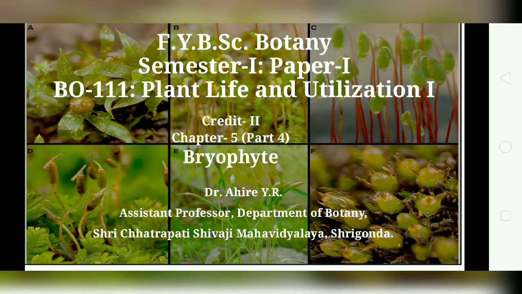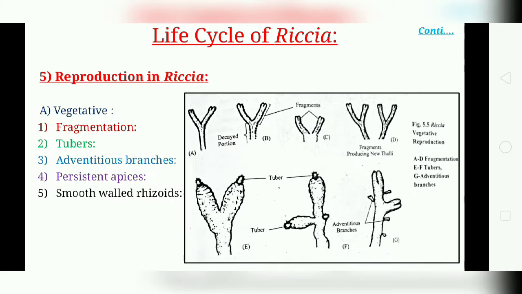In the last part of this chapter we discussed the classification system, the life cycle pattern, and the internal and external characters of the morphology of the thallus of bryophytes, the Riccia. Today we'll discuss the reproduction part of Riccia. Basically, Riccia reproduces by vegetative and sexual methods. First, the vegetative reproduction.